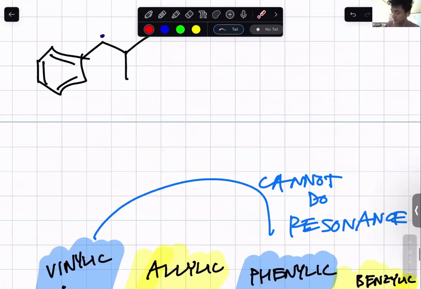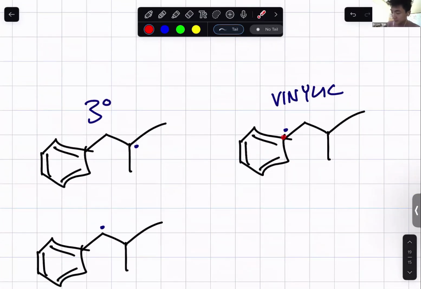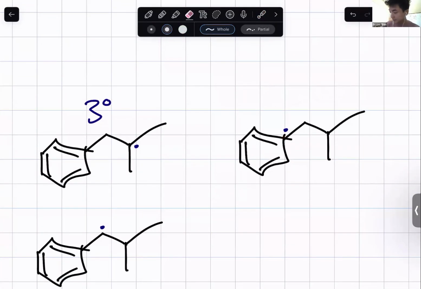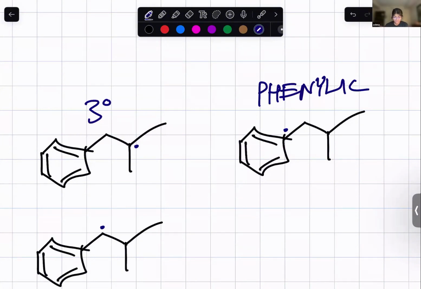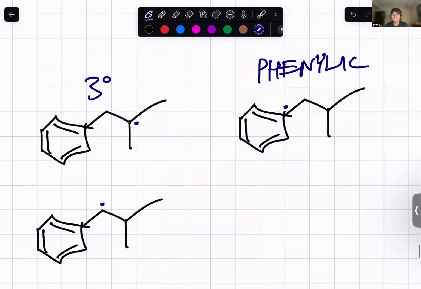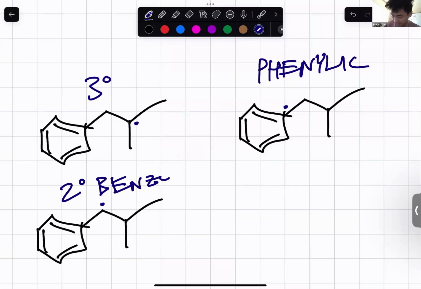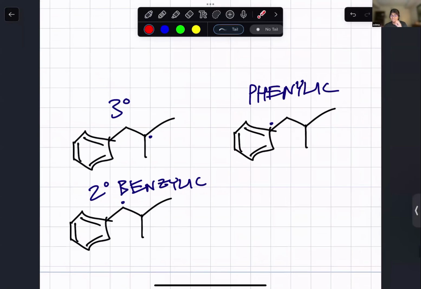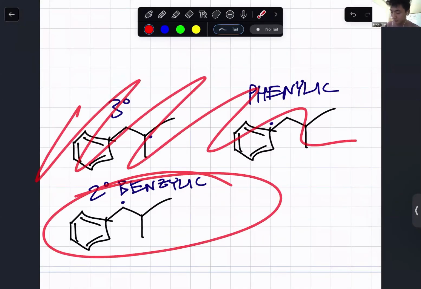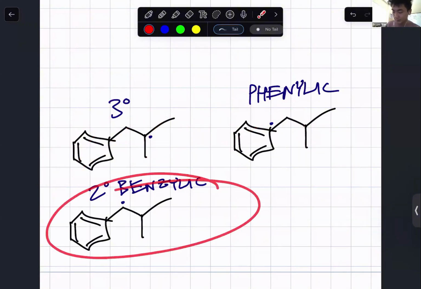Okay, so now if we look back to here, this is phenylic. Yes. Right, because it's on a benzene. And so it cannot do resonance. It cannot do resonance, right? Whereas this one here is a secondary benzylic. And can that do resonance if it's benzylic? Yes. It is. So it will automatically be the more stable one because of benzylic.